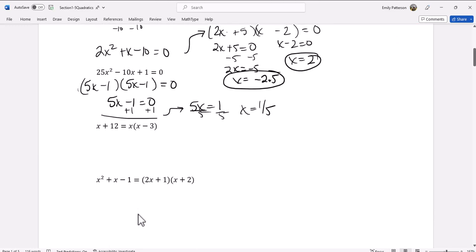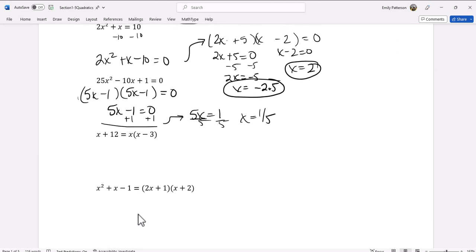Now these are more complicated, but it's the same idea. We're going to distribute through the parentheses and then combine like terms and set the whole thing equal to 0. So go ahead and pause your video and do that.